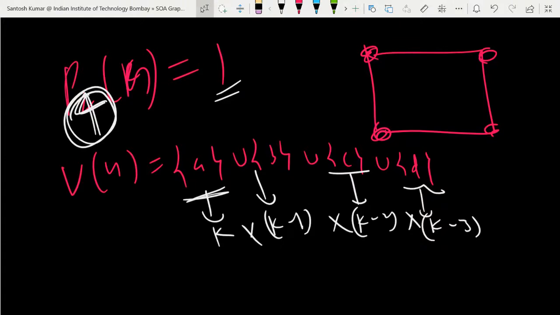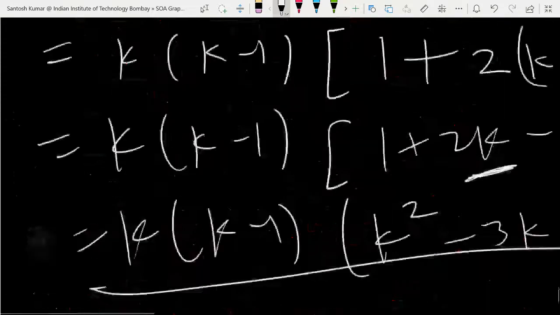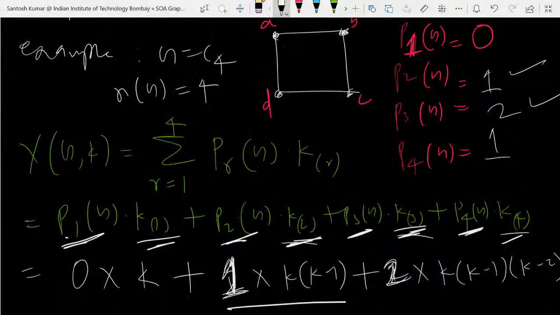So the total colors available are K. So the choices are K for the first one, K minus 1 for the second one, K minus 2 for the third one, K minus 3 for the fourth one. And this is actually K4. That's why we use this P4 and K4. Are you getting it? So again I would like to repeat here. Why P1 with K1? Because P1 means you want to make just one partition. So you can use just one color. So K1 is K, like K possible choices you have.